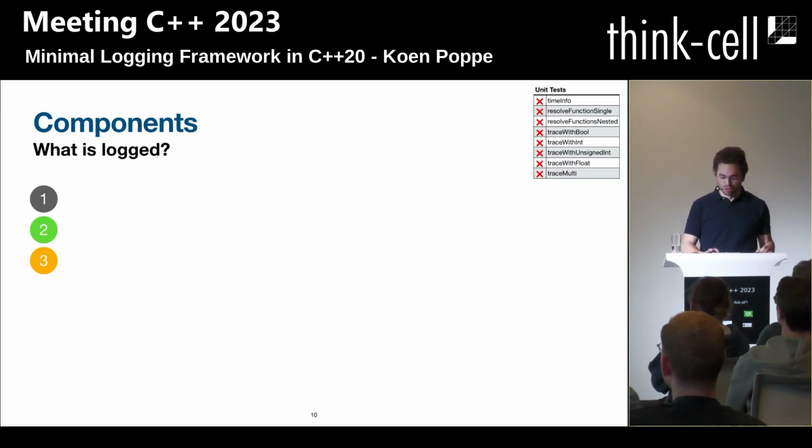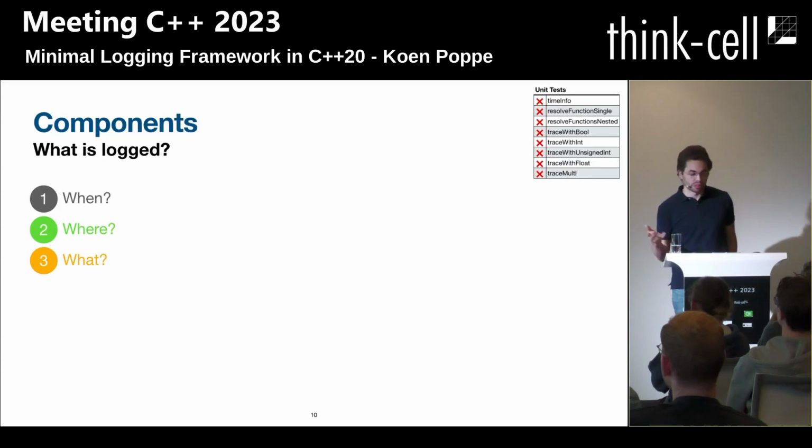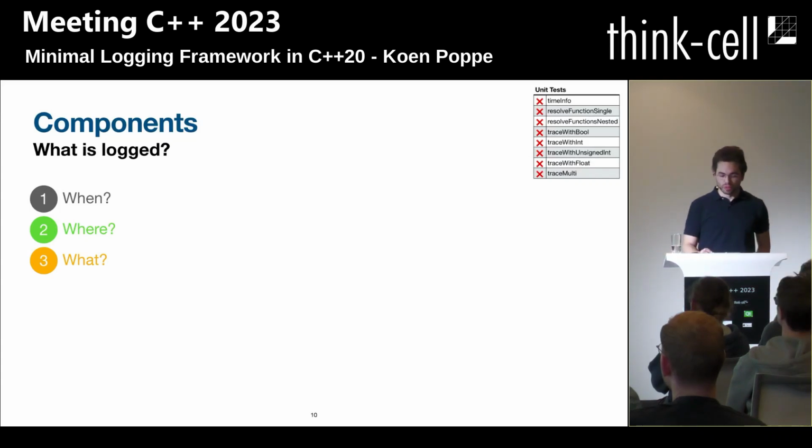logging. So the first is when. You need some kind of timestamp. You need to know where in the code something was logged. And then finally, there's also a what that was logged, with additional parameters or arguments and state of that point in the application.